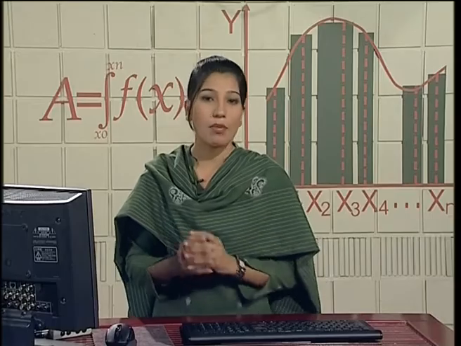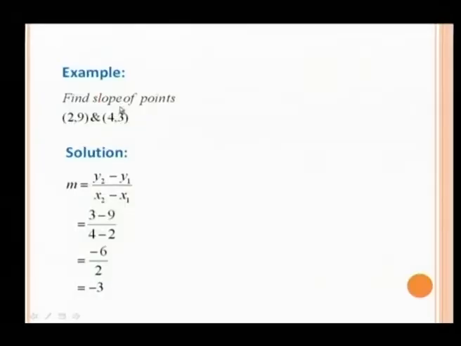Now we will consider one more example to understand slope, where the slope value would be negative. You can see that example on the screen. For this example, we have to find the slope of points (2, 9) and (4, 3). Again, we will use the slope formula, m equal to y2 minus y1 divided by x2 minus x1. For these points, x1 is equal to 2, y1 is equal to 9, x2 is equal to 4 and y2 is equal to 3. So the final slope would be equal to -3.